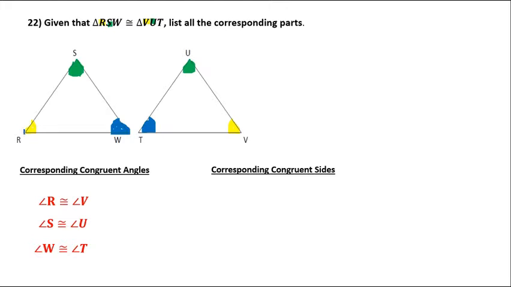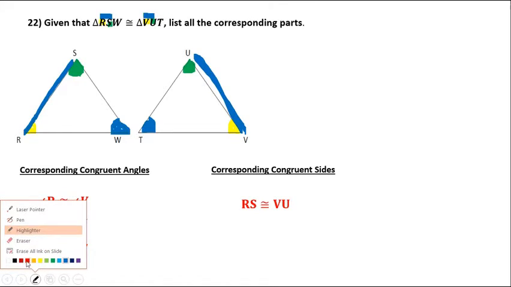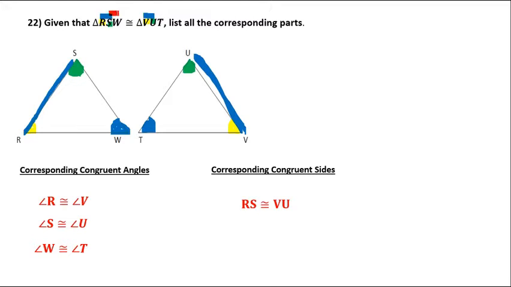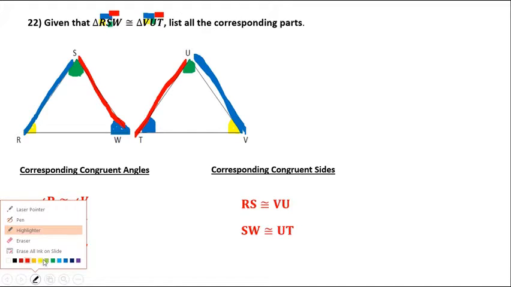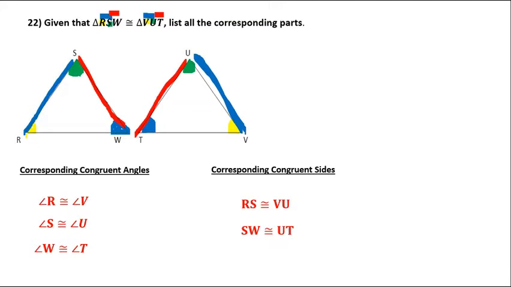So first side, we say RS corresponds to VU. And we looked at that by looking at the name as well, RS and VU. Okay, next one, we have SW and then UT. So SW and then UT, that's another side, which leaves the last side, which is RW and then TV or VT. That's all our corresponding angles and corresponding sides.